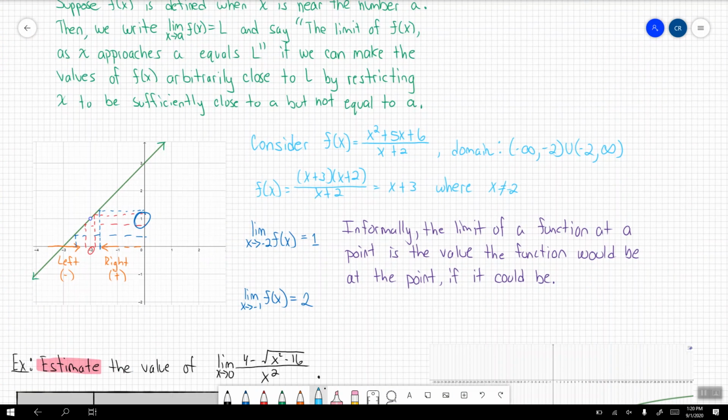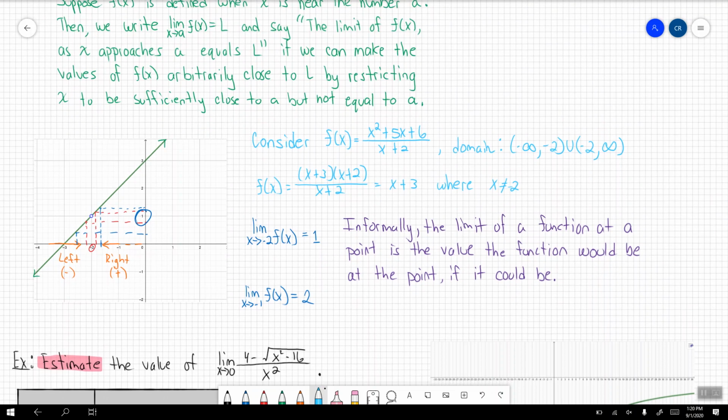Now, we want to look at this question down below that says, estimate the value of the limit as x is approaching 0 for the function where the numerator is 4 minus the square root of the quantity of x squared plus 16. All of this is now divided by x squared.